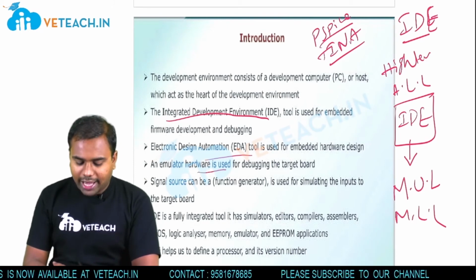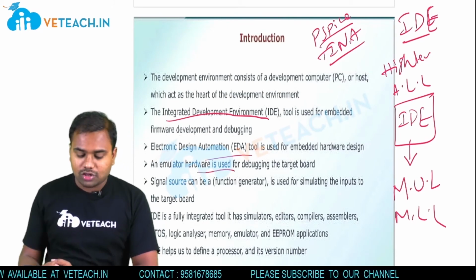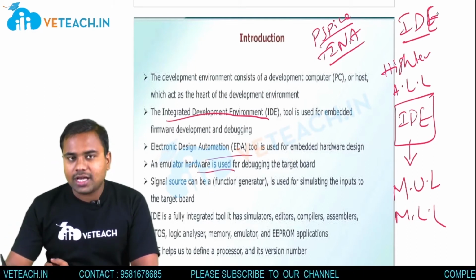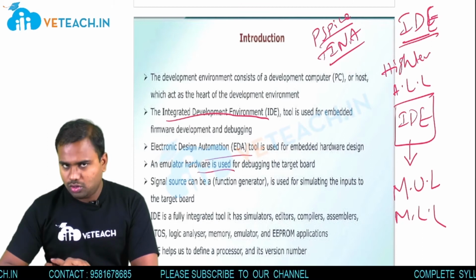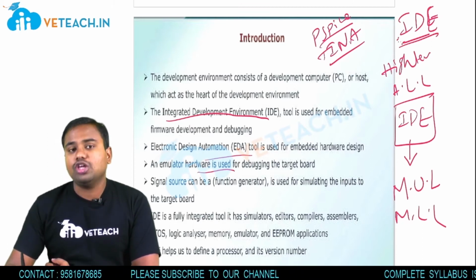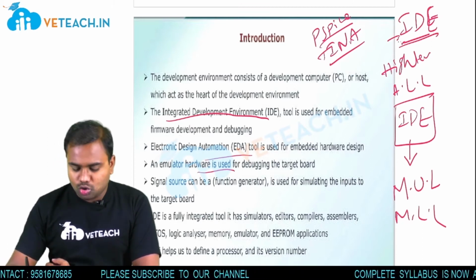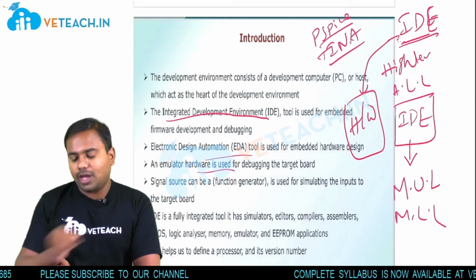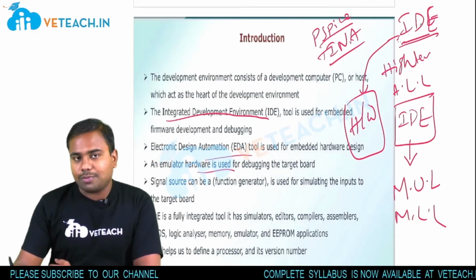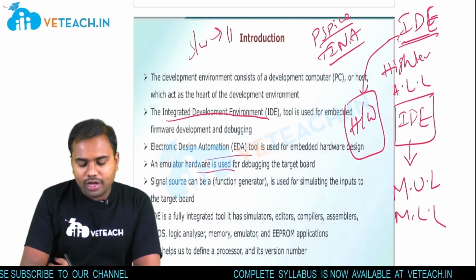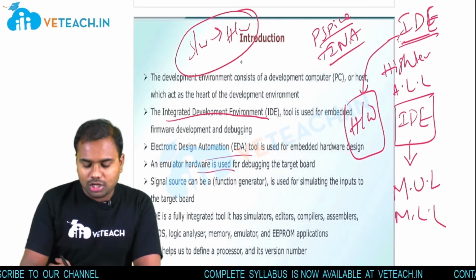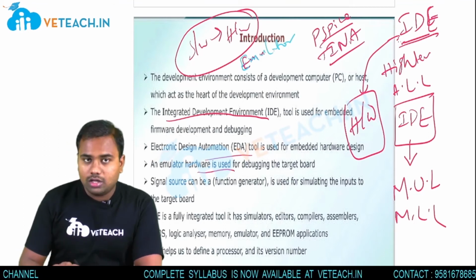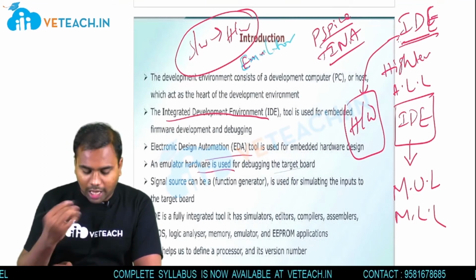Next is an emulator. A hardware emulator is used for debugging the target boards. It means I am writing my instructions by using the IDE tool, and I need to dump this program into the hardware. This concept of software to hardware forwarding is what we can call an emulator. So emulator hardware is used to debug the target board.